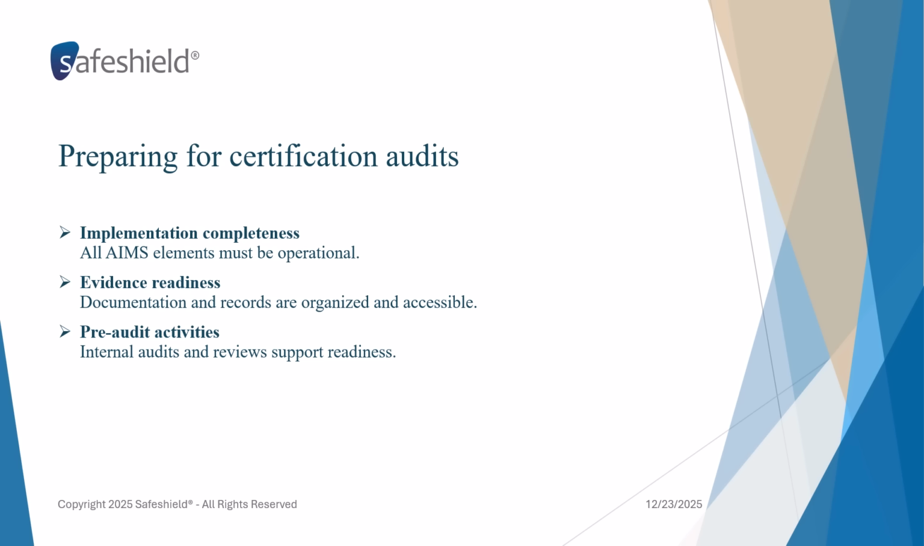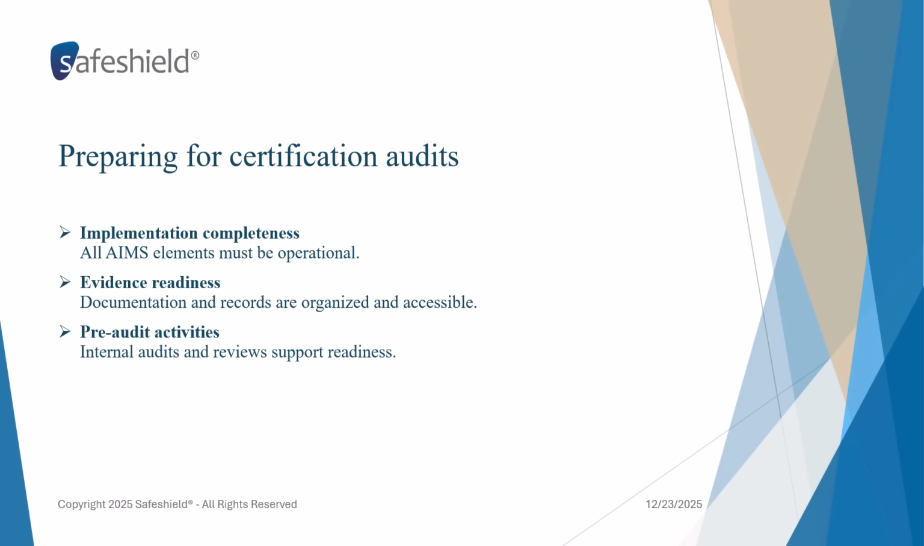Preparation for certification audits is a structured activity that builds on normal AIMS operations. ISO 42001 certification does not assess intentions or plans. It assesses whether the management system is implemented, operating, and producing evidence. Effective preparation focuses on readiness rather than presentation.